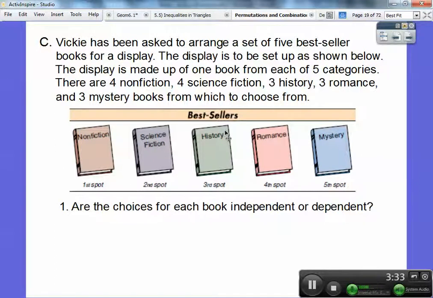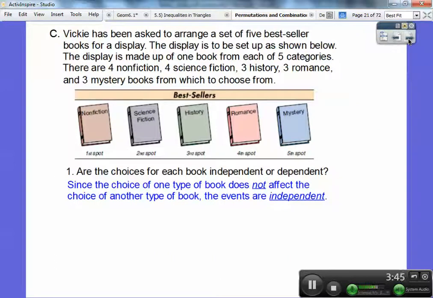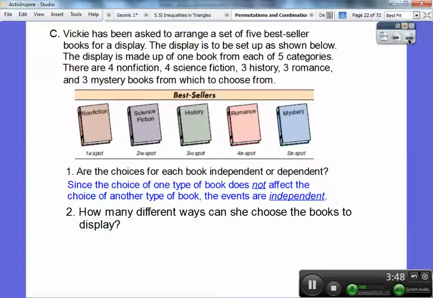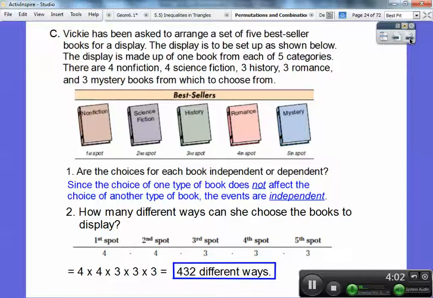So are these choices independent or dependent? Well, since the choice of one type of book does not affect the choice of another type of book, these are independent events. So how many different ways can she choose the books in this display? Well, we're going to be multiplying. There's 4 nonfiction, 4 science, 3 history, 3 romance, and 3 mysteries. So you just multiply all those numbers together and you get 432 different ways that she can arrange those. Okay, all right, let's try this.